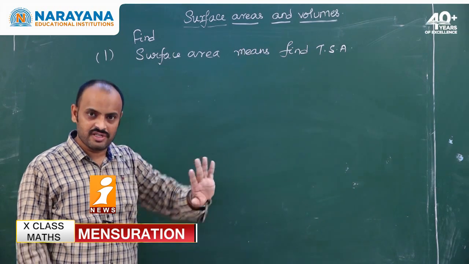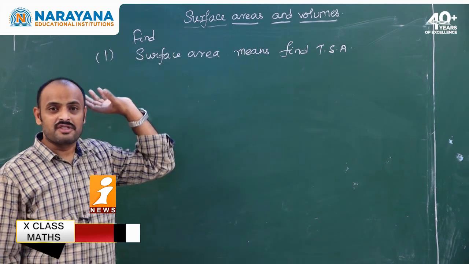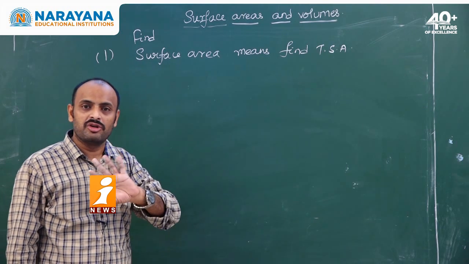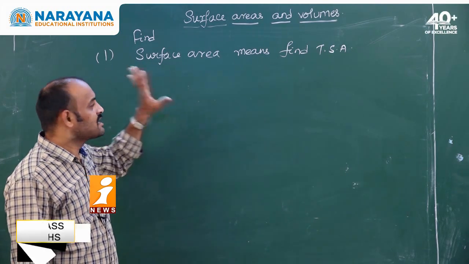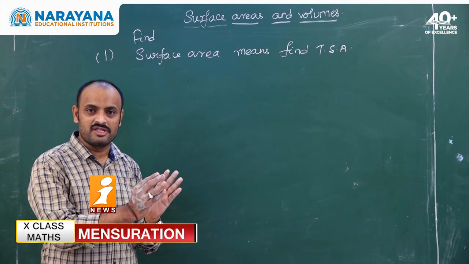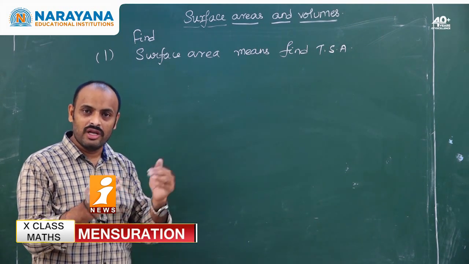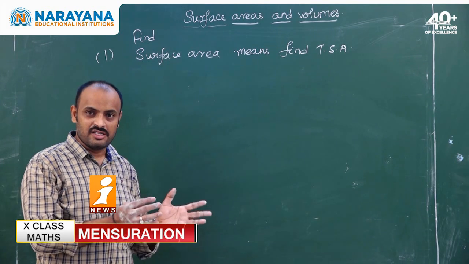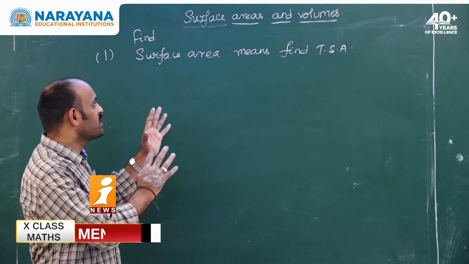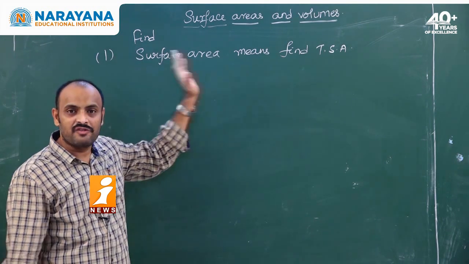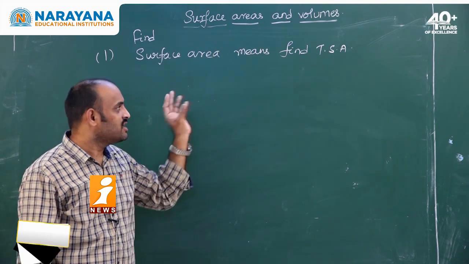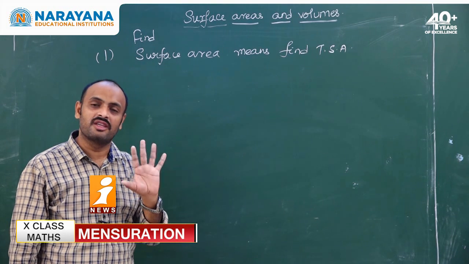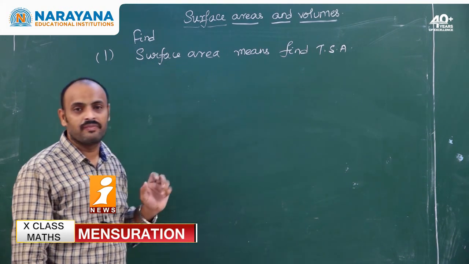In any kind of single solids, I am not talking about combined solids or any other solid. Single solids like only cube, only cuboid, only cylinder, only hemisphere, only sphere. For all these, surface area means total surface area. But some limitations, some exceptions are there. So what are the exceptions here?